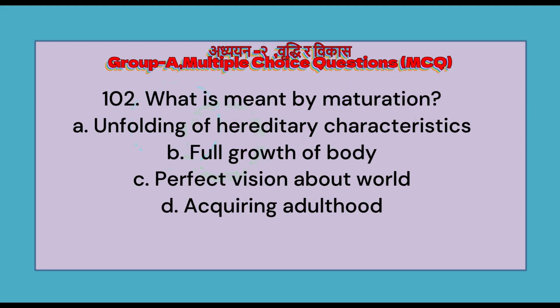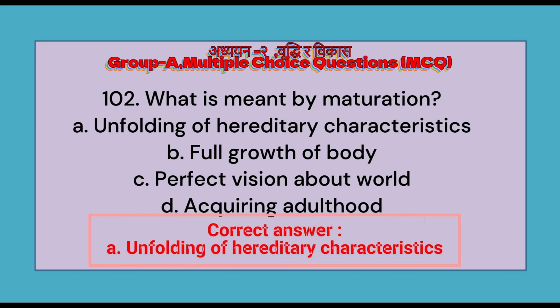102. What is meant by maturation? A. Unfolding of hereditary characteristics. B. Full growth of body. C. Perfect vision about world. D. Acquiring adulthood. Correct answer: A. Unfolding of hereditary characteristics.